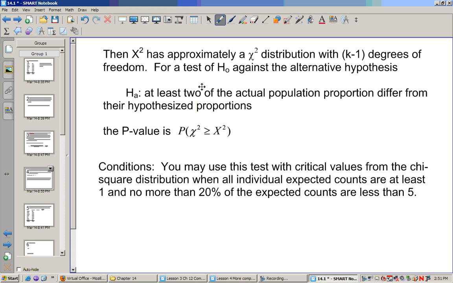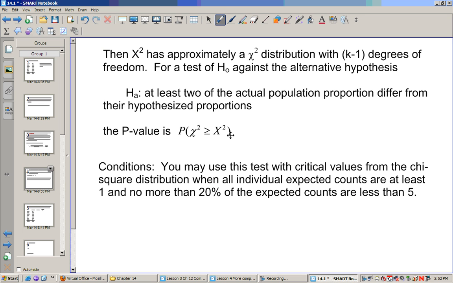Then X squared has an approximately chi-square distribution with k minus 1 degrees of freedom for a test of the null against the alternative hypothesis. The alternative hypothesis is that at least 2 of the actual population proportions differ from their hypothesized proportions. And the p-value is the probability that chi-squared is greater than X squared.